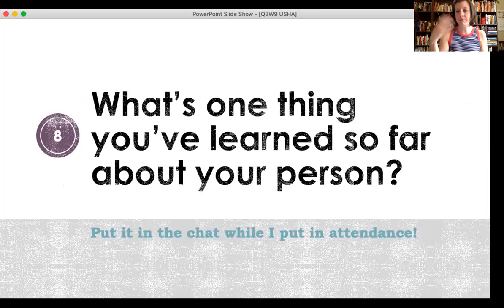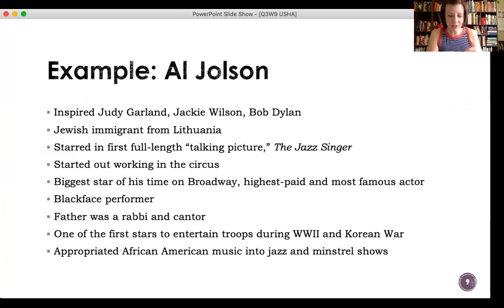So think about what you've learned about your person. I want to give you an example of what your research may look like at this point. If I were doing the historical figure Al Jolson, and let's say I've read a couple of articles about this person, I may have a list of some factoids at this point, some small pieces of information about this individual. From what I've read, Al Jolson was someone who inspired Judy Garland, Jackie Wilson, Bob Dylan. He was a Jewish immigrant from Lithuania.